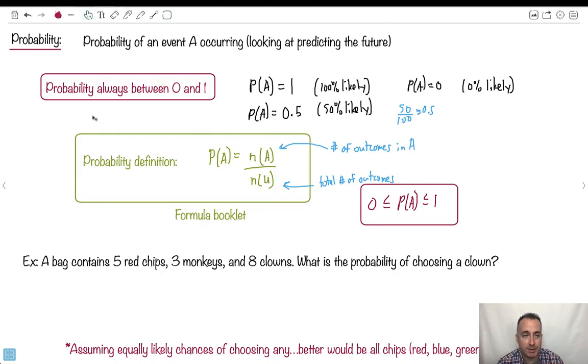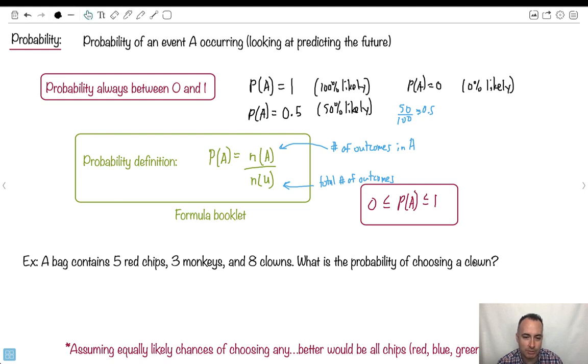So let's do an example. Now the examples are always really boring, with a bag with a bunch of chips or a bunch of different things in there. I just figured, okay, 5 red chips, 3 monkeys, 8 clowns. I don't know why this bag is there. We have to assume that it's going to be equally likely chances. Better would be to make them all chips, so red, green, blue, whatever. But let's just say a bag contains 5 red little pieces, 3 monkeys, and 8 clowns.